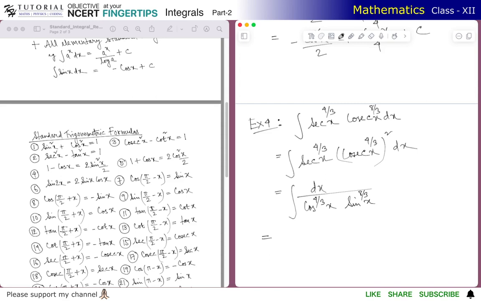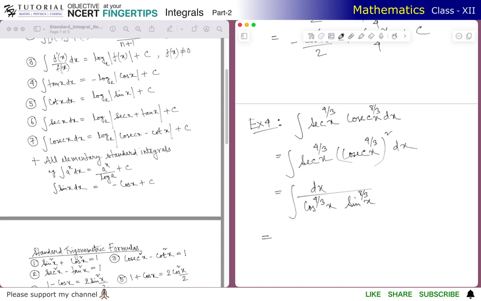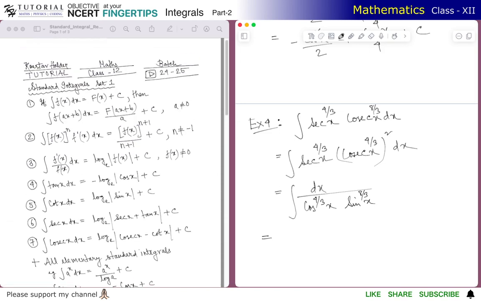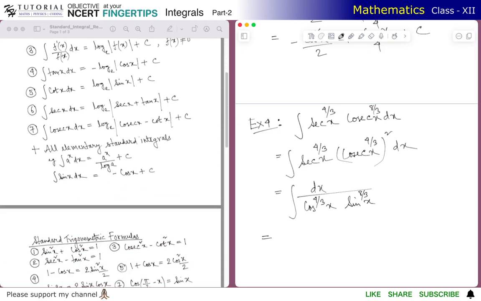And thanks for watching, and I will come up with more problems from the chapter integrals, which will be based on further standard results of indefinite integrals, which I will mention as a reference on the left hand side PDF, so that I can refer to it as and when required.